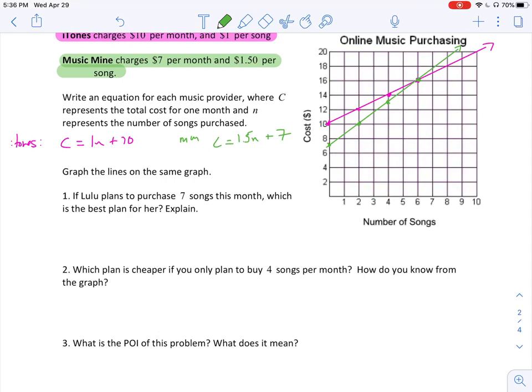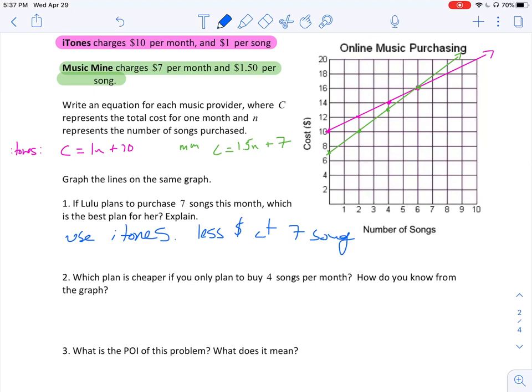If Lulu plans to purchase 7 songs this month, which is the best plan for her? And explain. So she's looking for 7 songs. On 7 songs, which is cheaper to use? Is it iTones or MusicMine? Well, iTones is actually less cost when you have 7 songs. So if she's buying 7 songs, she should use iTones, because it's less money at 7 songs.